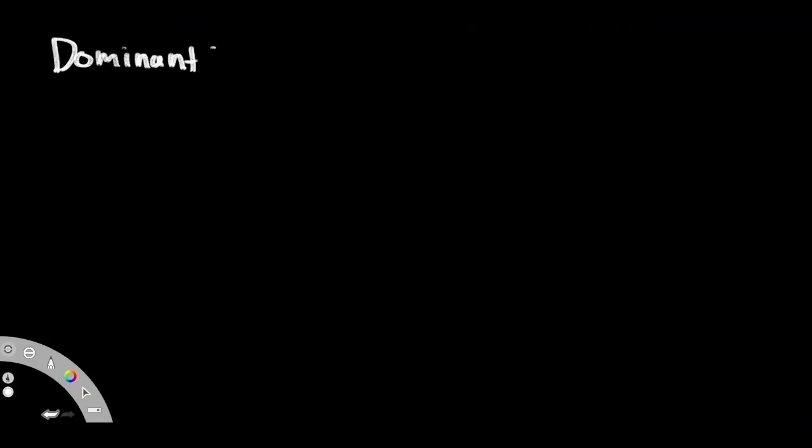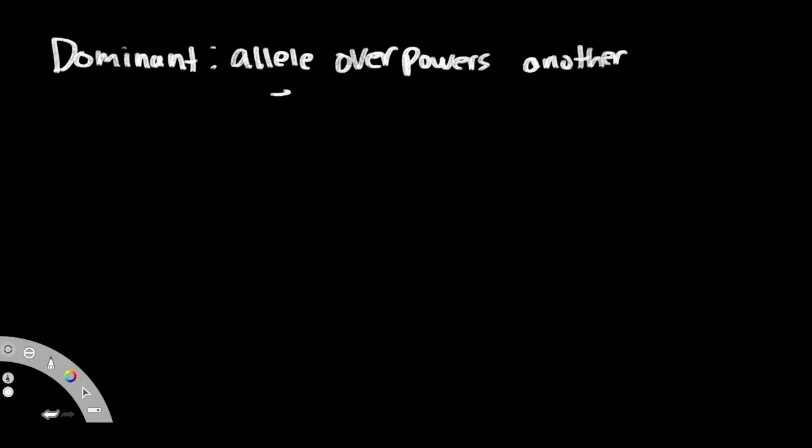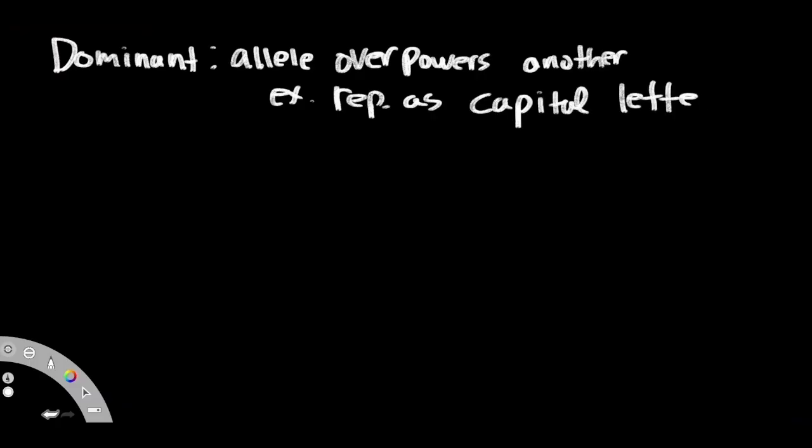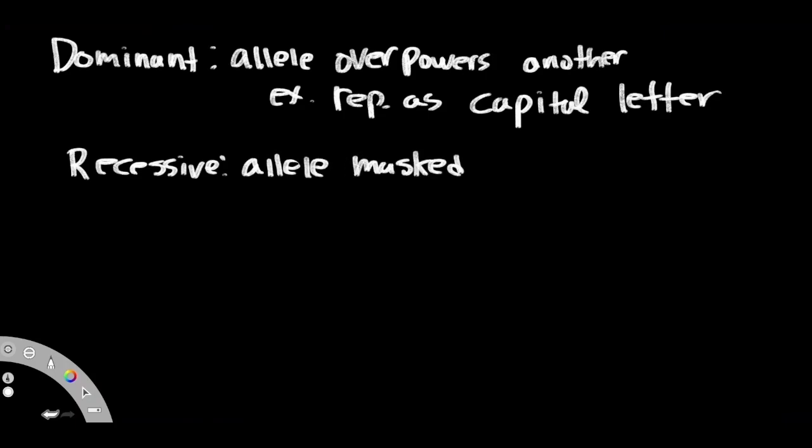So I know I just used this word dominant. It's pretty much when an allele overpowers another. All right, so obviously an example of that, okay, represented as capital letter. A recessive is the weaker one. All right, this is when the allele is masked. You can't see it when a dominant is present.